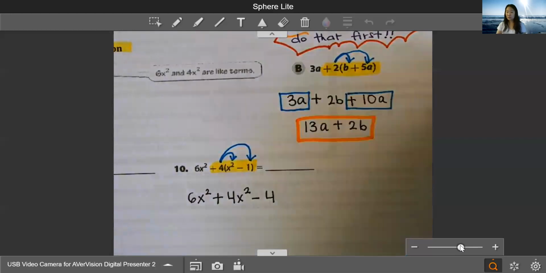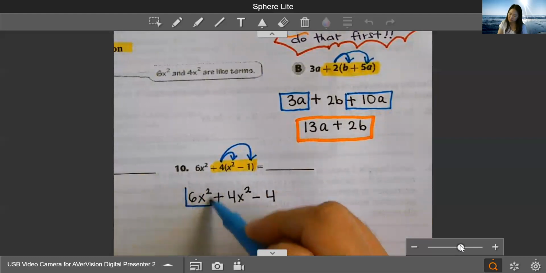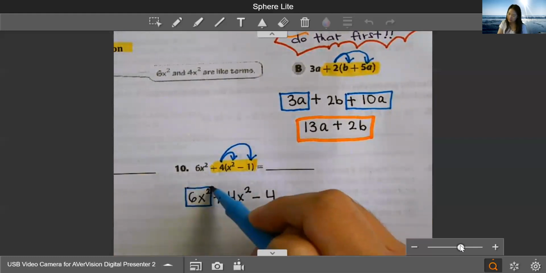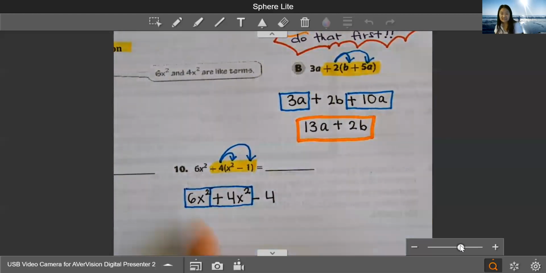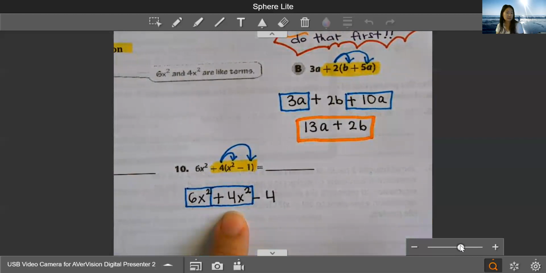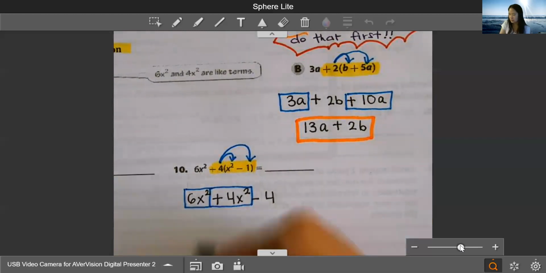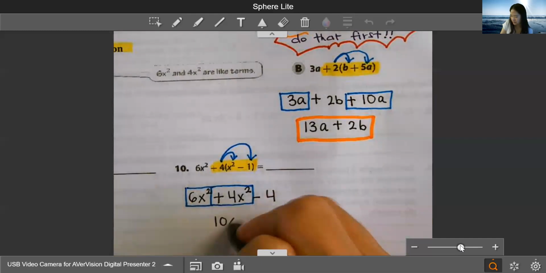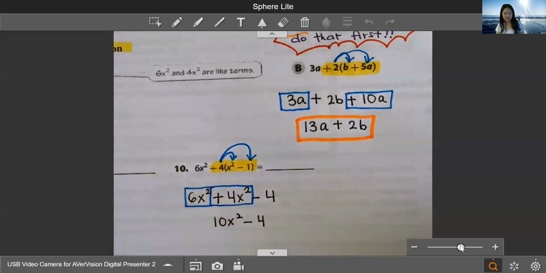Now, like terms. I do have these two like terms. 4x to the second power and then plus 6x to the second power plus 4x to the second power. Those are like terms. Now let's add them up. That's 6 plus 4, so 10x to the second power. Bring down minus 4, and that's the answer.